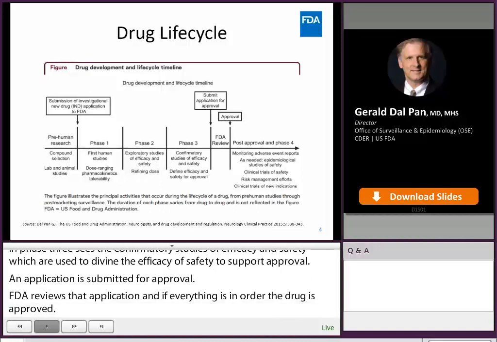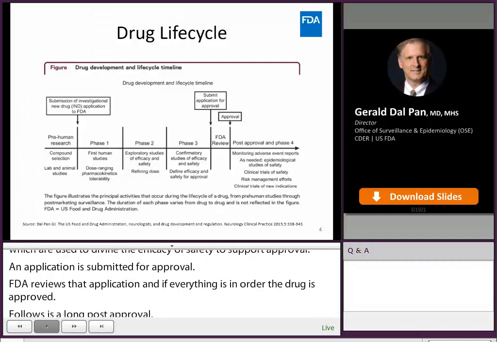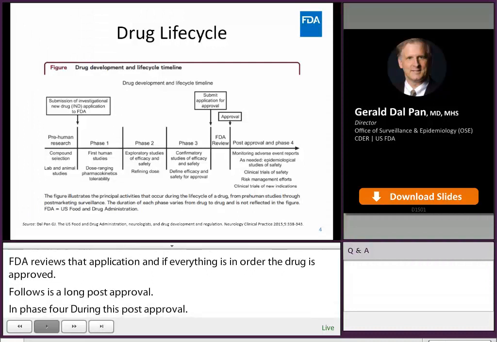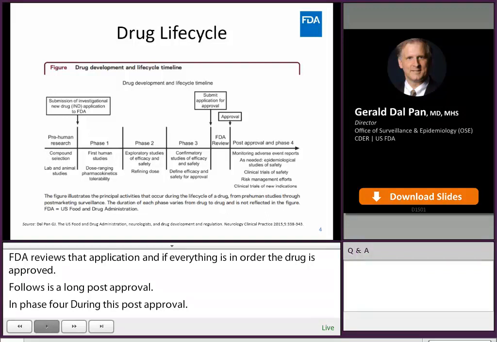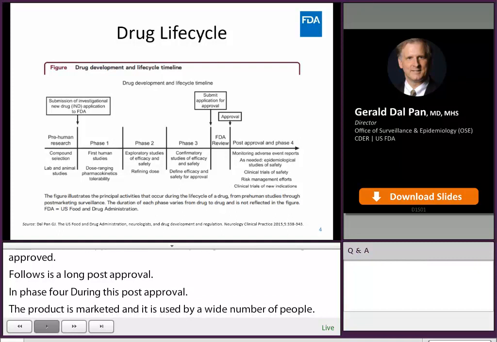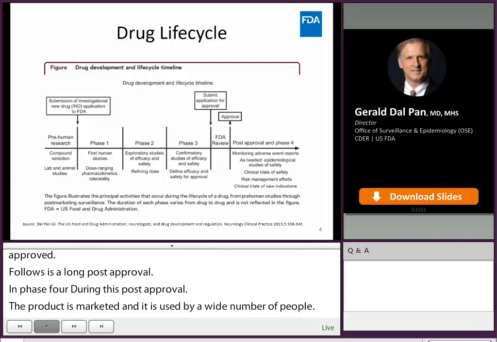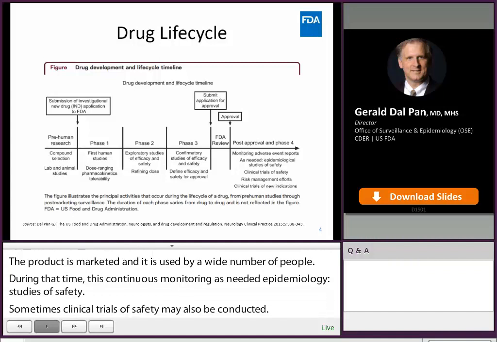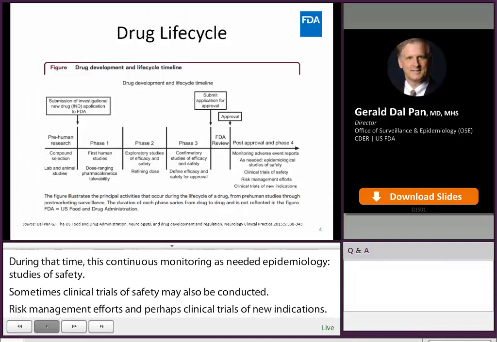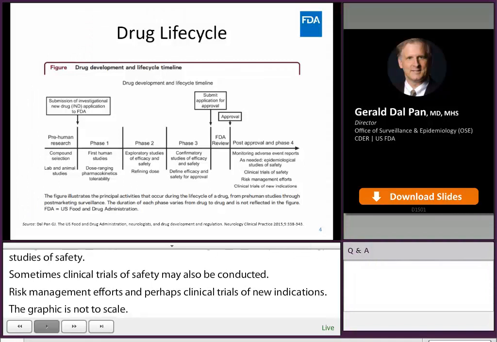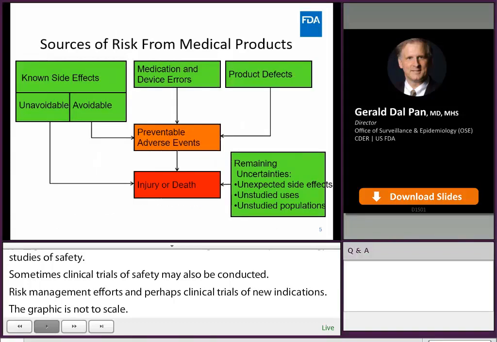And during this post-approval period, the product is marketed and it's used by a wide number of people. During that time, there's continuous monitoring of adverse event reports. As needed, epidemiologic studies of safety may be conducted. Sometimes clinical trials of safety may also be conducted. There are risk management efforts, and perhaps clinical trials of new indications. The graphic is not to scale, and so the post-approval period on the right really is a lot longer than the graphic shows.